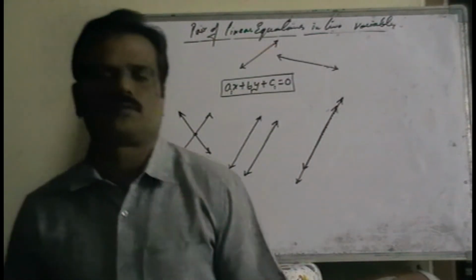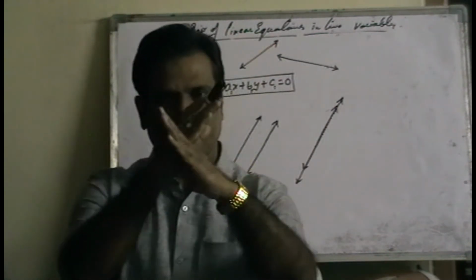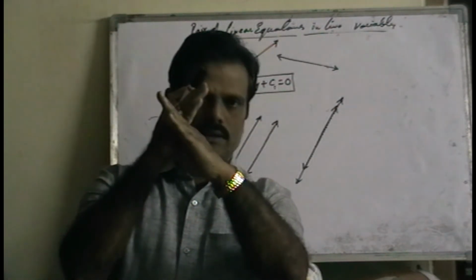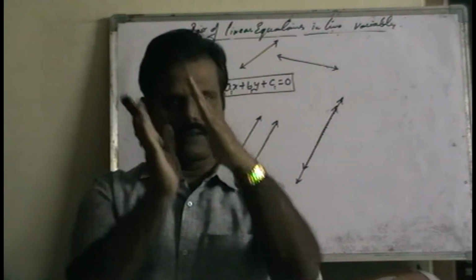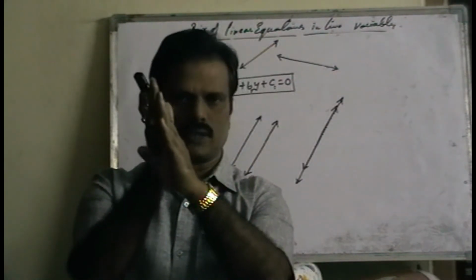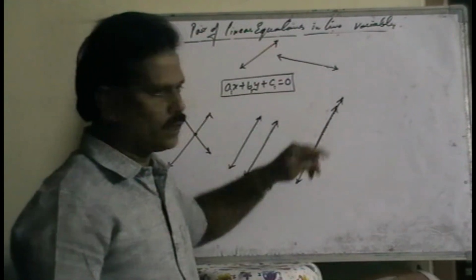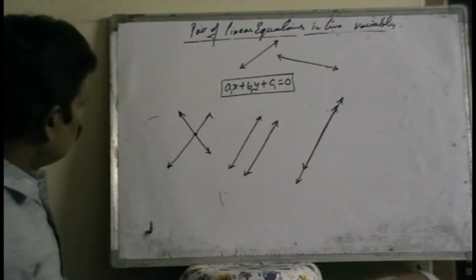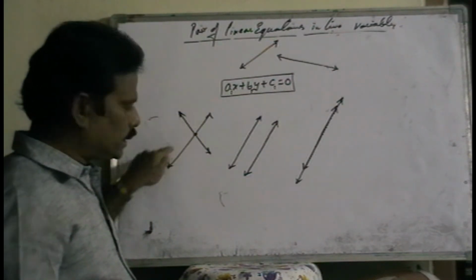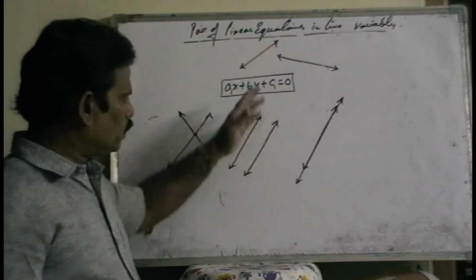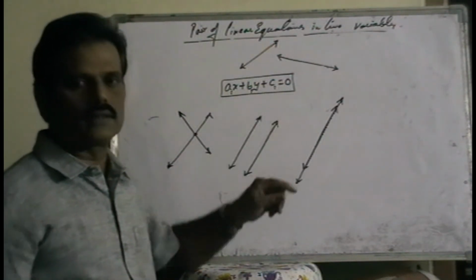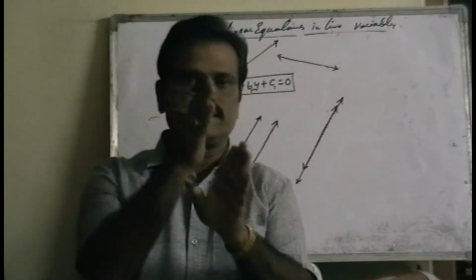Either they are intersecting lines, that means they have only one common point. Otherwise no common points, which are parallel lines. Otherwise one on each other, that means every point is a common point of both the lines. So if only one common point is there, then they are called intersecting lines. No common point, parallel lines. One on each other, so these are called coincident lines.